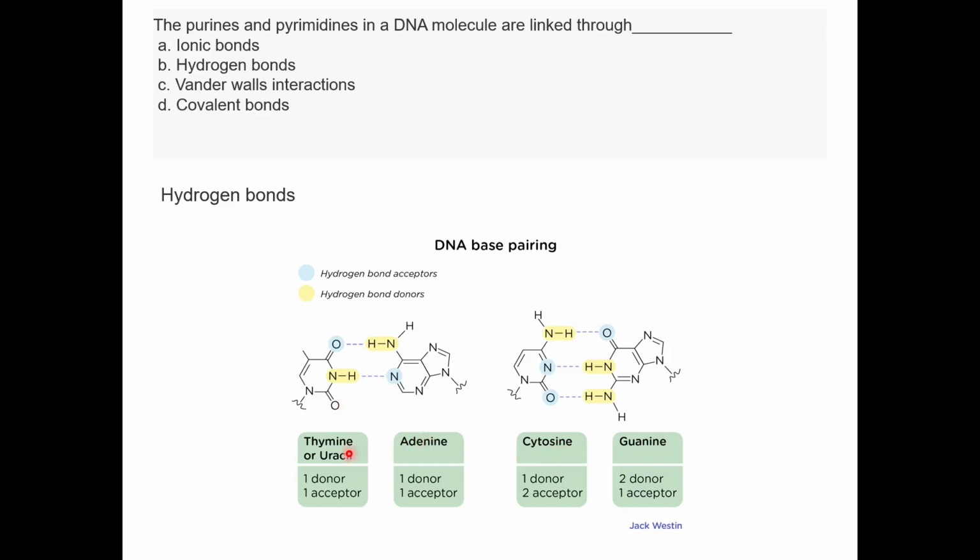Adenine and thymine have two hydrogen bonds, so each of them has one donor and one acceptor for this bond. And cytosine and guanine have three hydrogen bonds, where cytosine gives one donor and has two acceptors, and guanine has two donors and has one acceptor. So these are the hydrogen bonds between the purines and pyrimidines.